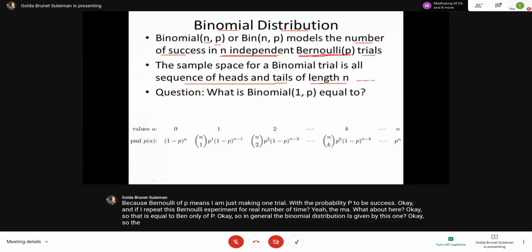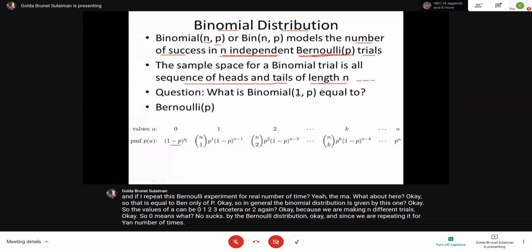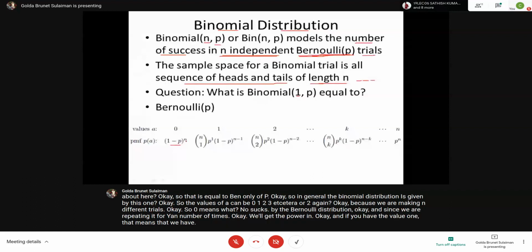Okay, so the values of A can be 0, 1, 2, 3, etc. up to n, because we are making n different trials. So 0 means what? No success by the Bernoulli distribution. Since we are repeating it for n number of times, we'll get the power n. And if you have the value 1, that means we have 1 success and n minus 1 failure.